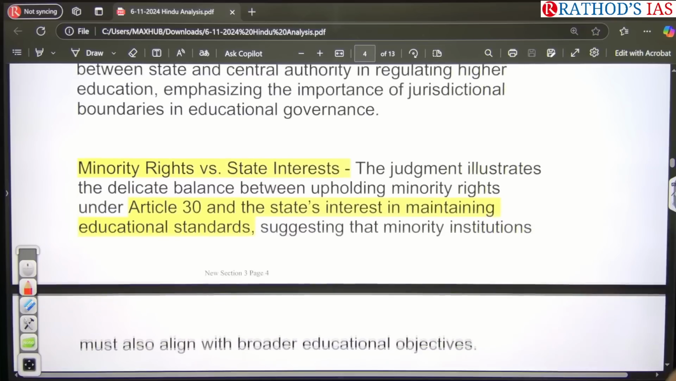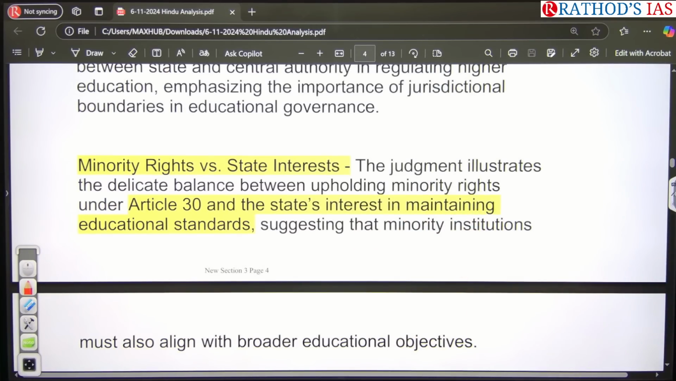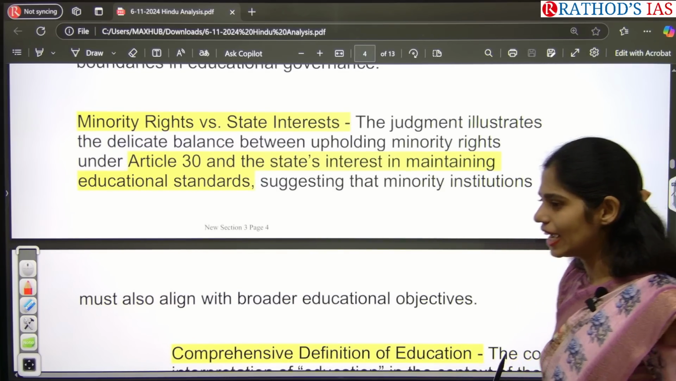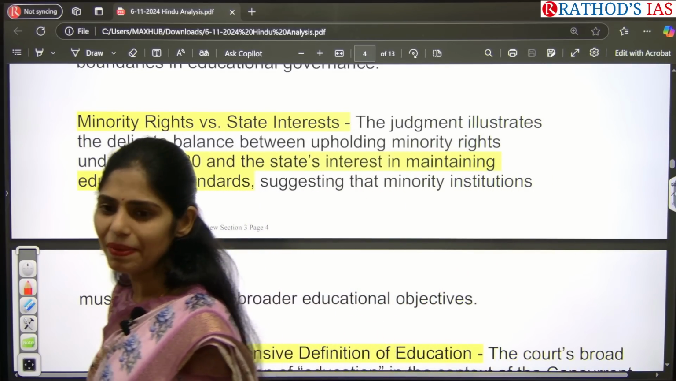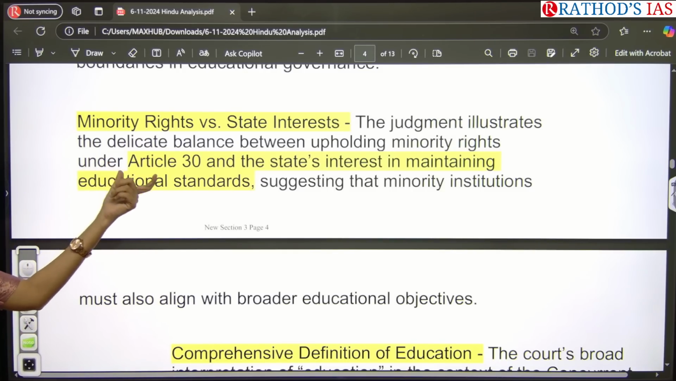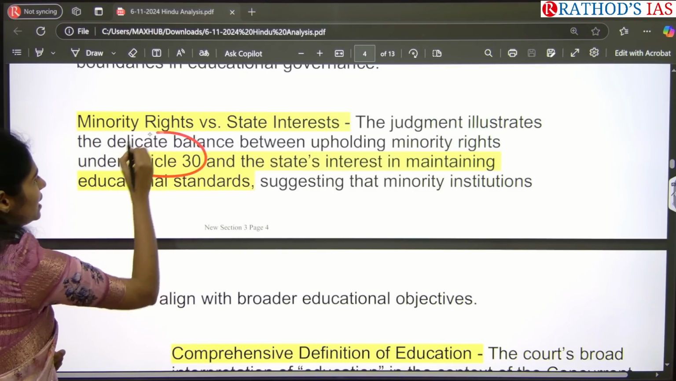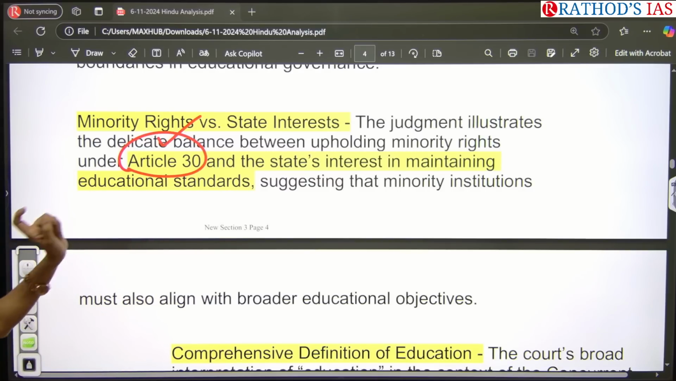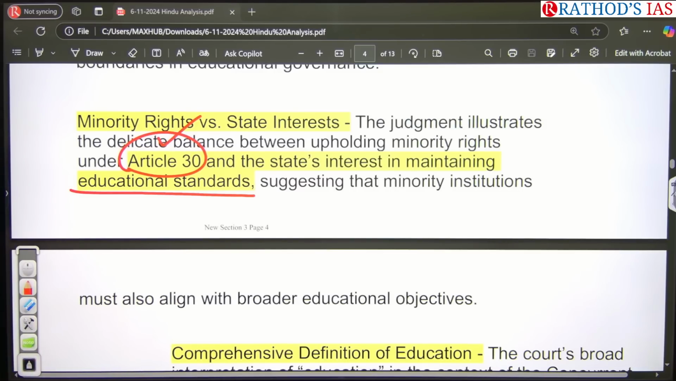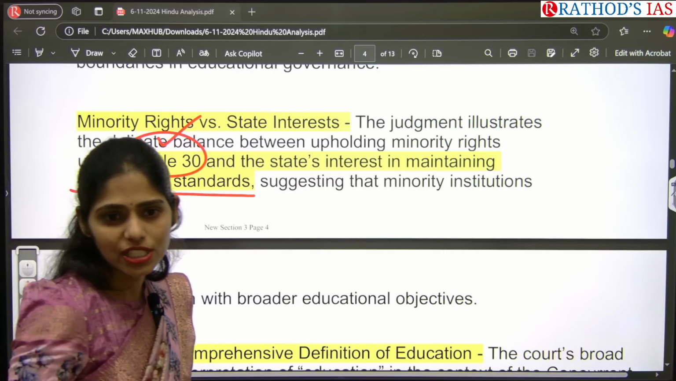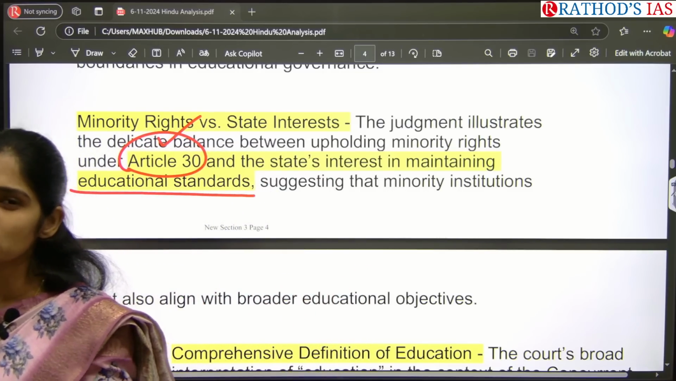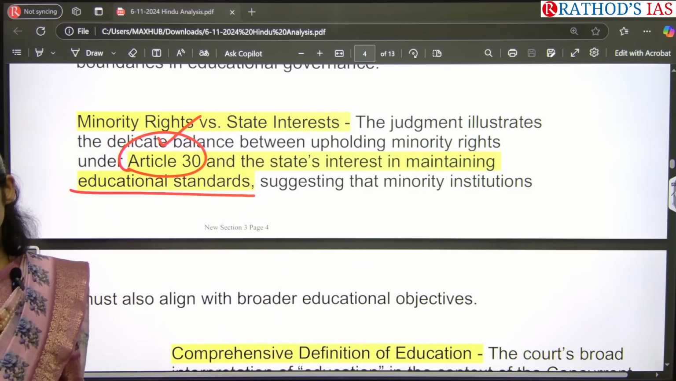And next, there is always an issue between minority rights versus state interest. This judgment is saying that we need a delicate balance between the right of minorities, as stated in Article 30, and the state's interest in maintaining education standards. We need broader educational objectives to be achieved, because the state is responsible for education, because education comes under your state list.